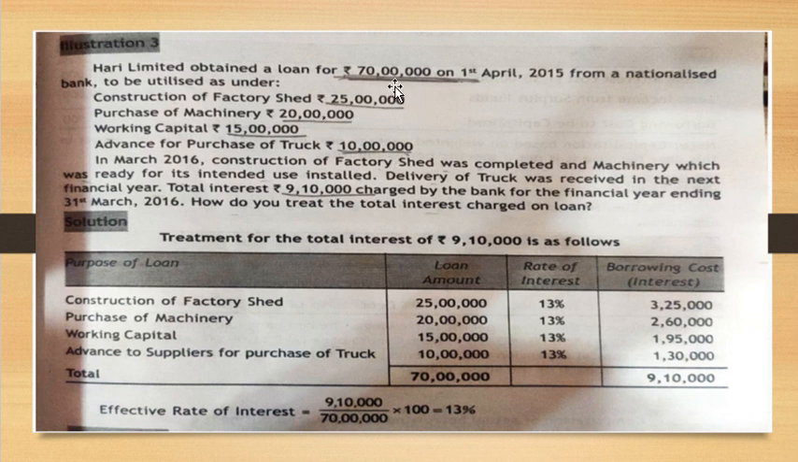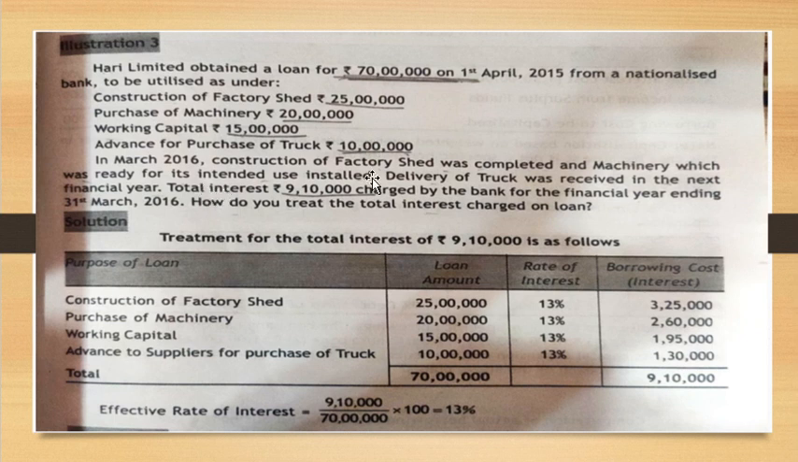So here the 70 lakh loan is taken for a specific reason. That is, it is a specific loan which is taken to acquire a qualifying asset. So this is how the loan amount is being used: construction of factory shed, purchase of machinery. Construction of the factory shed is an asset. Purchase of machinery is also an asset. Working capital, the expense which is meant to run all these activities, is also an asset, the expenses which are spent are to be capitalized. Then the advance given for the purchase of truck is also an asset to be capitalized.